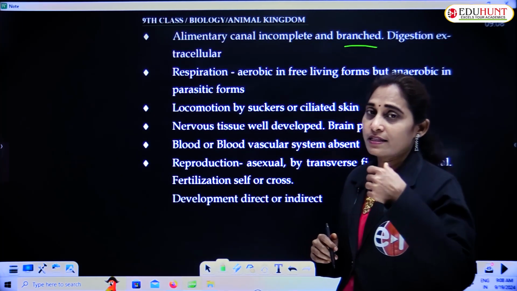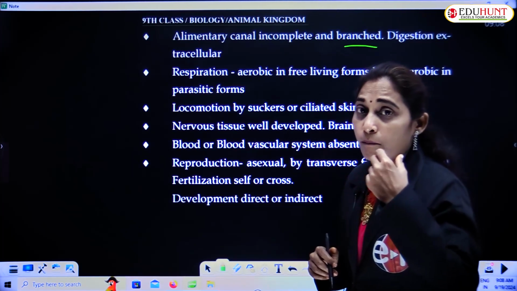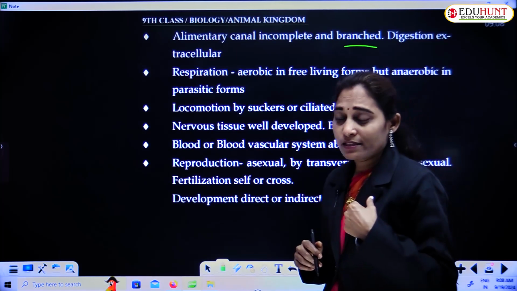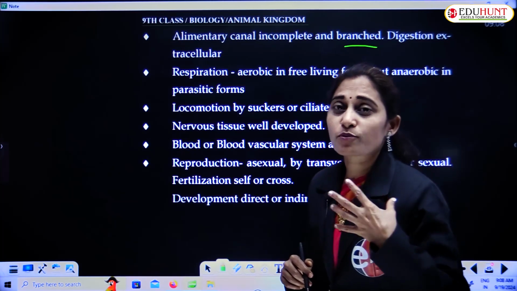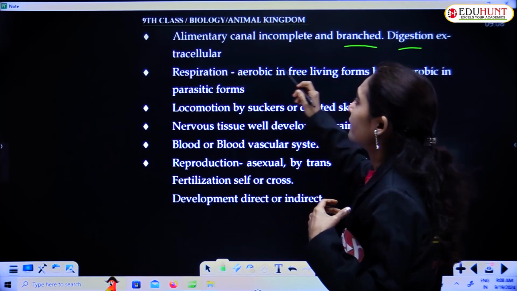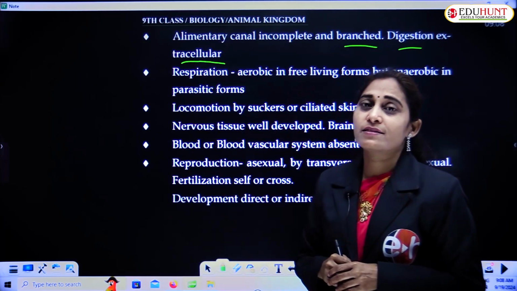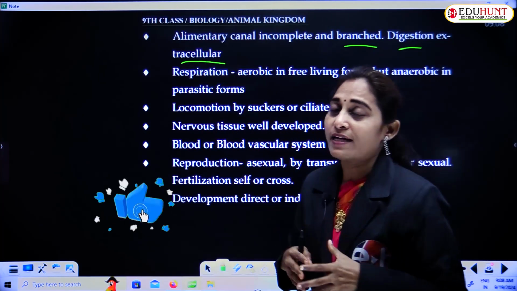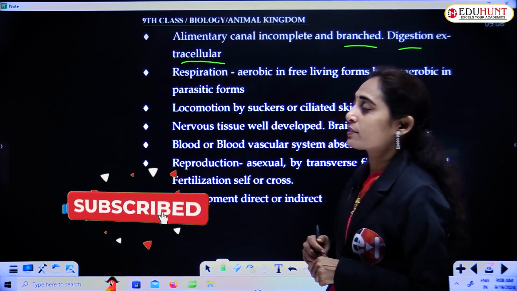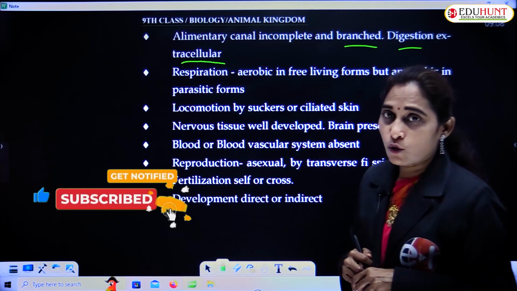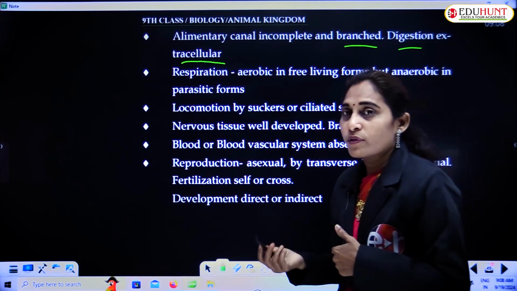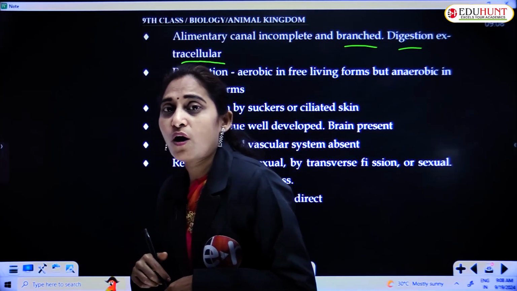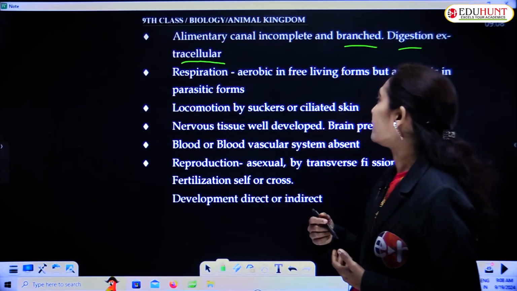The digestive canal is incomplete and branched because only the mouth is where the ingestion of the food takes place, and sometimes the body wall absorbs the digested food, and digestion is extracellular. That means the digestion process takes place in a narrow tube-like structure. And coming to respiration, it is aerobic. They take oxygen in and leave the CO2 out as we do during breathing.